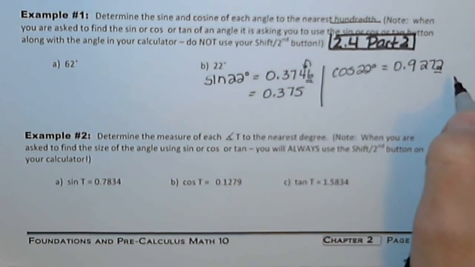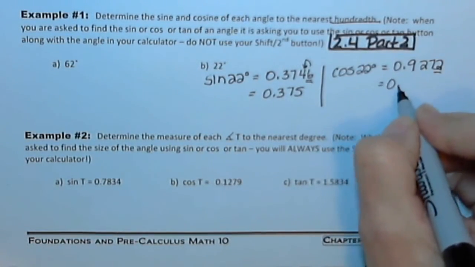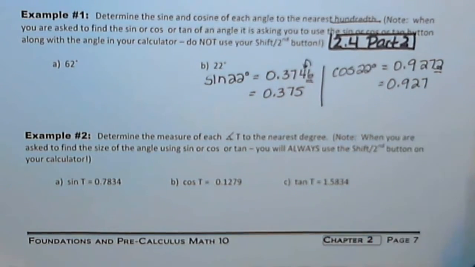And again, to the nearest hundredth means that the last digit needs to go. It is not 5 or bigger. So essentially erasing it has no effect on the remaining numbers.